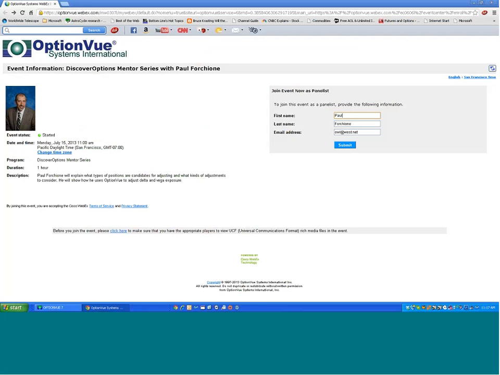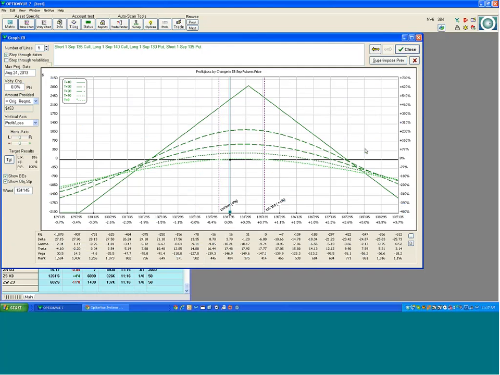Let's see here. Let me check and see if there are any questions. Okay. Are you losing money on those adjustments by selling the existing position?